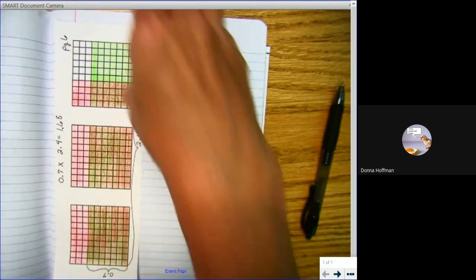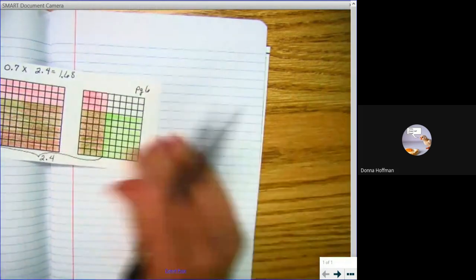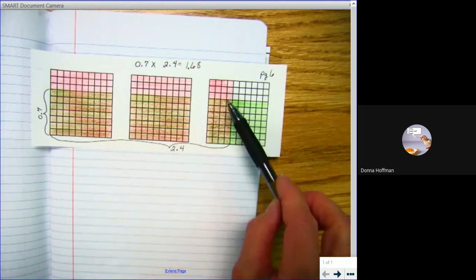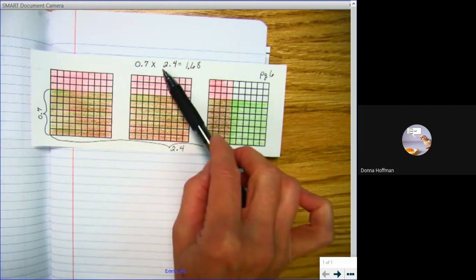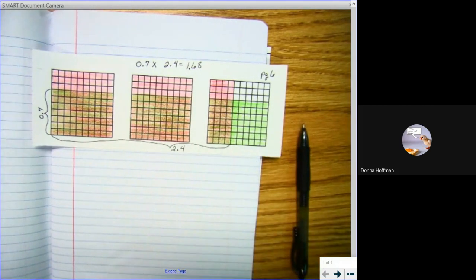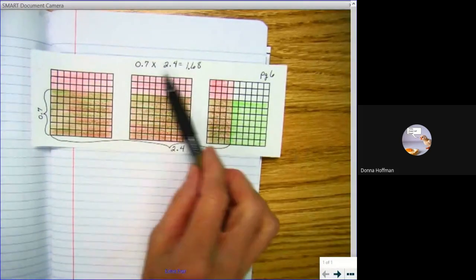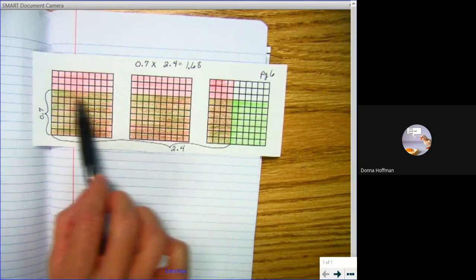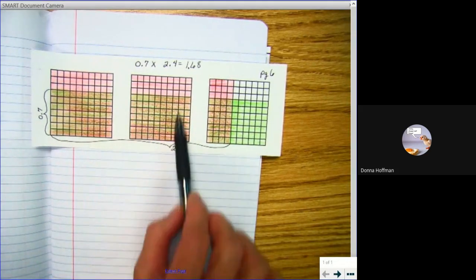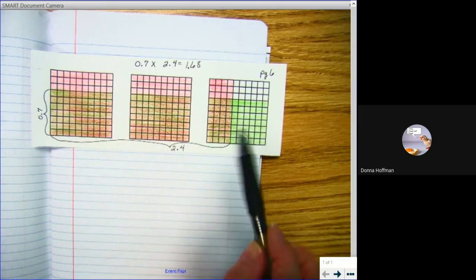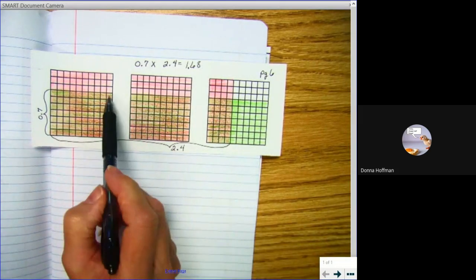But again, I'm still going to do the algorithm for it. So this is how you model it. You shade 1 whole one, 2 whole ones, and 4 10 sticks for the 2 and 4/10 right here. You shade those red. Then you're going to come back and you're going to shade the 7/10. So you're going to take 7/10 of the first model, 7/10 of the second model, and then 7/10. That's all green, right?